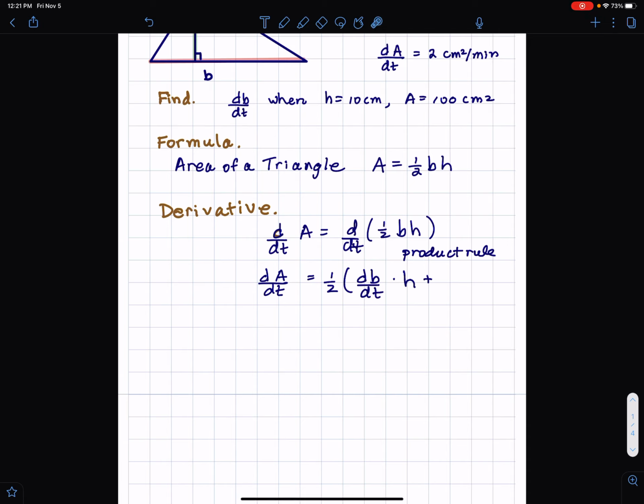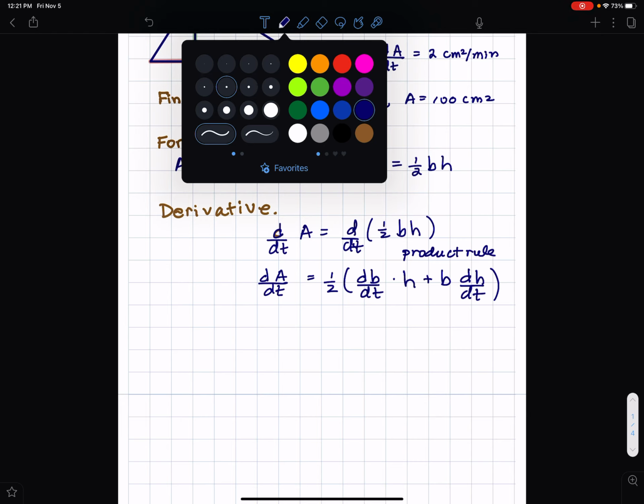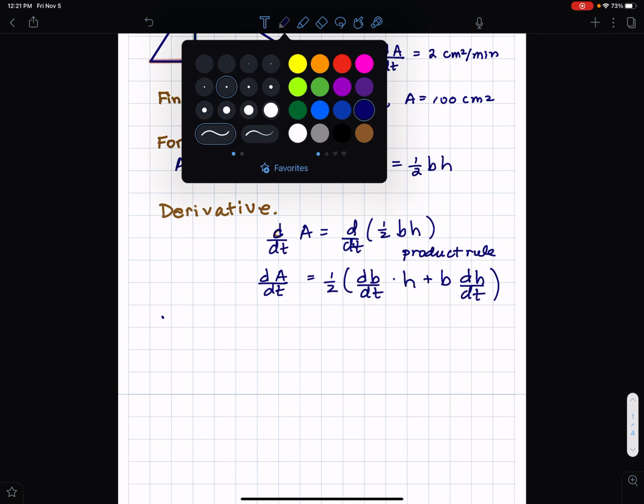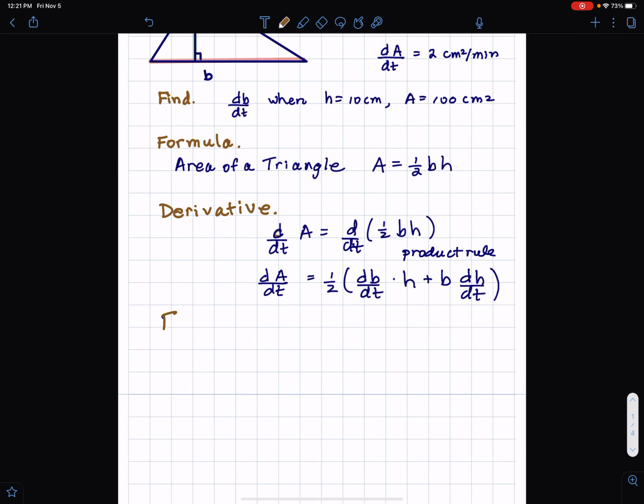Then let's leave b alone, and I take the derivative of h with respect to time. See, that's the product rule. And then what I do is I fill in all those pieces there. I'm going to fill all those in. What am I going to fill in?